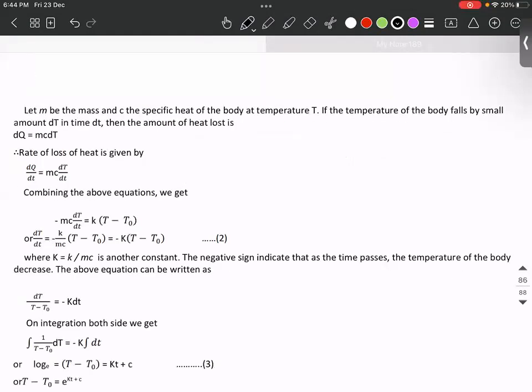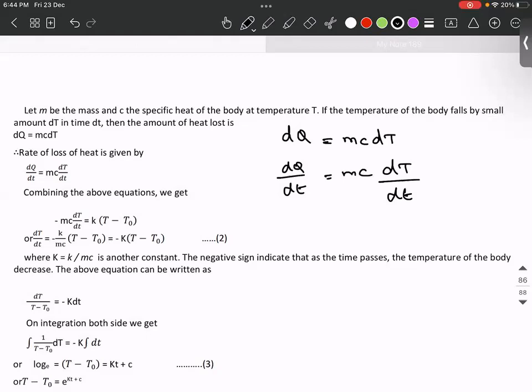Now, suppose I take M to be the mass of the object, the hotter object. Let's say the specific heat of it is C, and the temperature of it is capital T. In a small instant, dt, let's say the small amount of heat lost is dQ. Can I say that this dQ is equal to MC into dT? So the rate of loss of heat, dQ by dt, will be equal to MC into dT divided by dt.